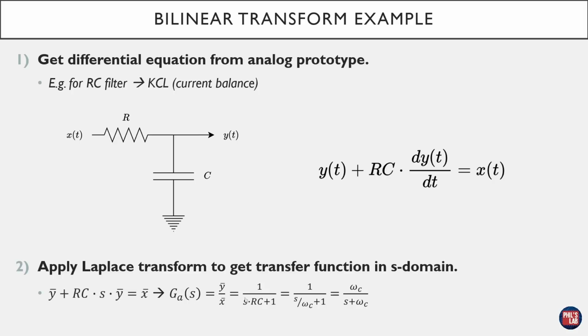If you rearrange to get the ratio of output to input, so Y bar over X bar, this is known as a transfer function, and from this we can get gain and phase information. If we rearrange this and we collect some terms, we can see that the transfer function is omega c, which is our cutoff frequency, which is 1 over RC. So the transfer function is omega c divided by s plus omega c. So it's a one-pole low-pass filter.